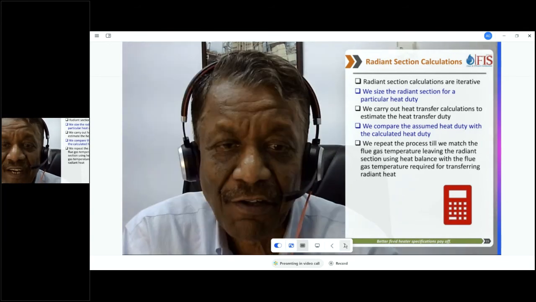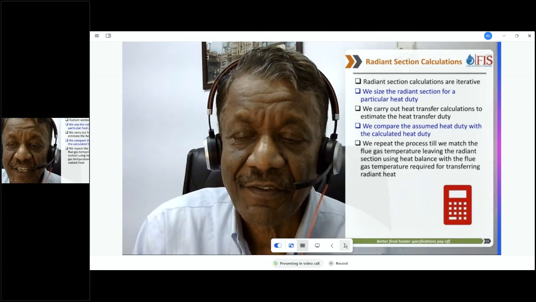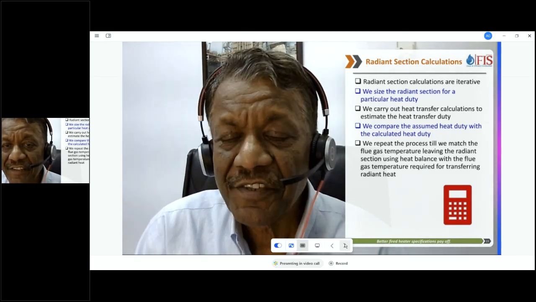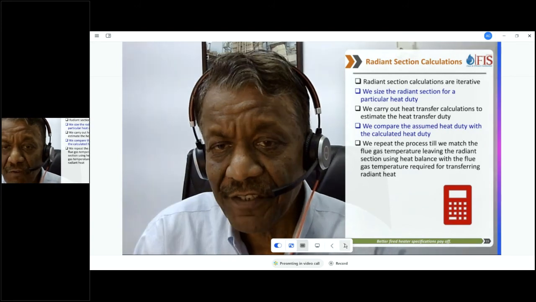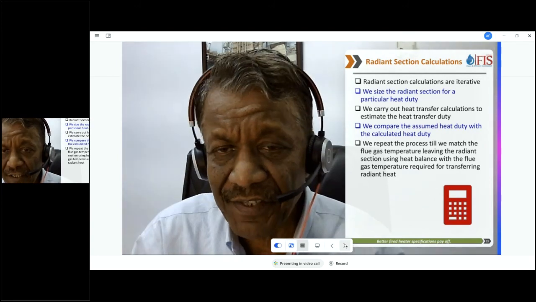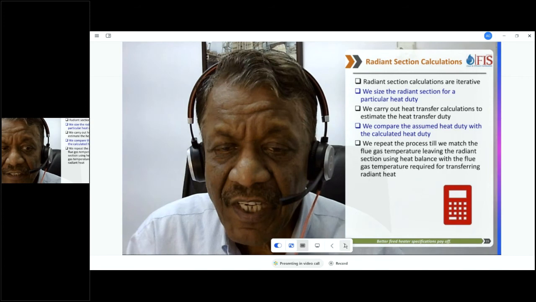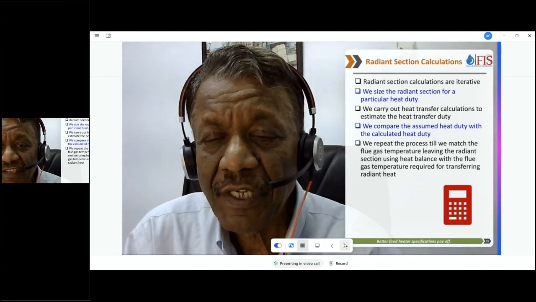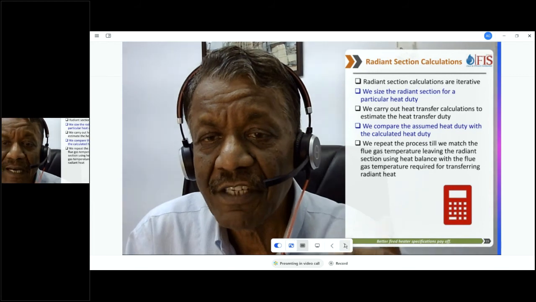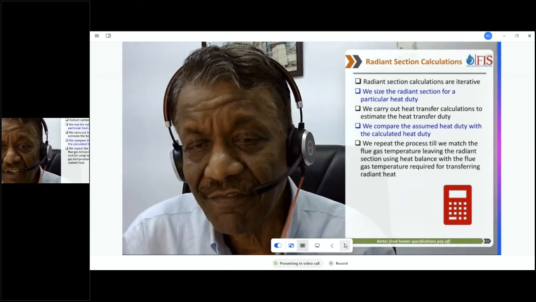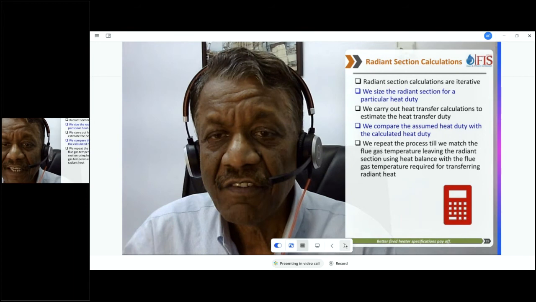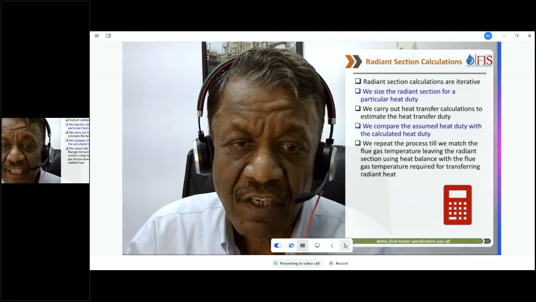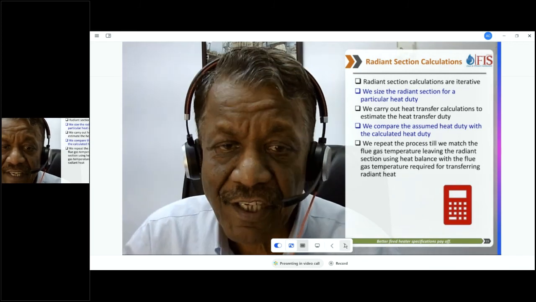But radiant heat transfer is iterative. We think, let us design a radiant section, let us do all these calculations of surface and coils and burners, and once that is done, then we will do the heat transfer calculations and see whether we are achieving a balance. If we are not getting a balance, we will make adjustments to our radiant section and then do it again. So this iterative process continues till we get a balance.